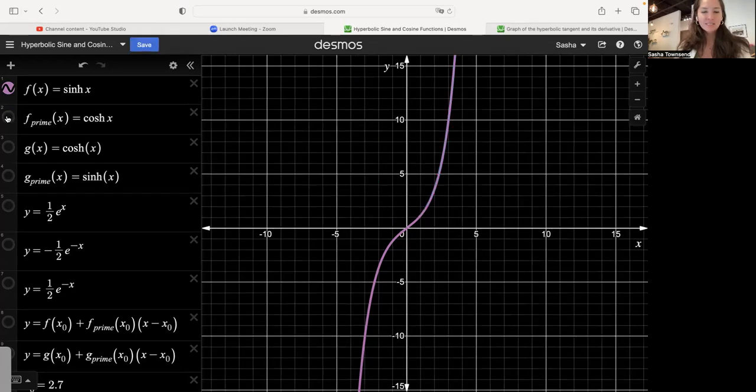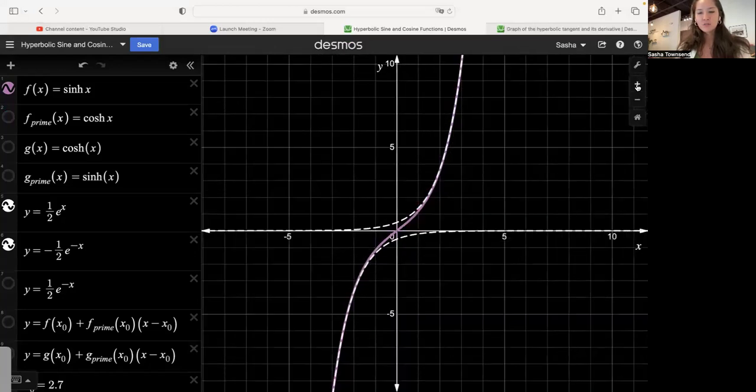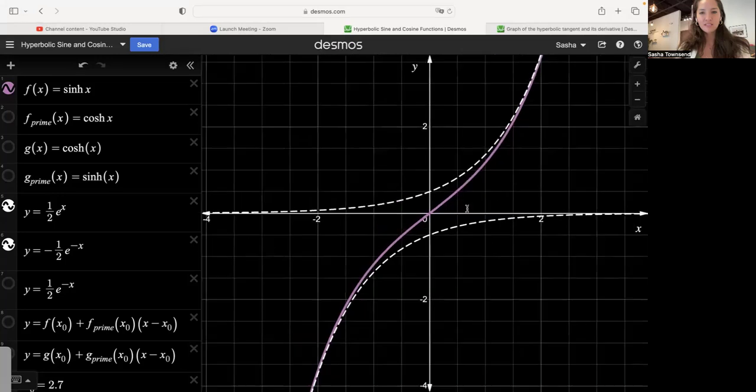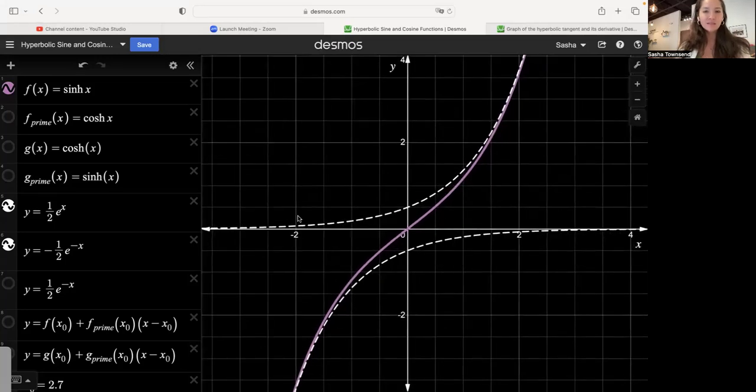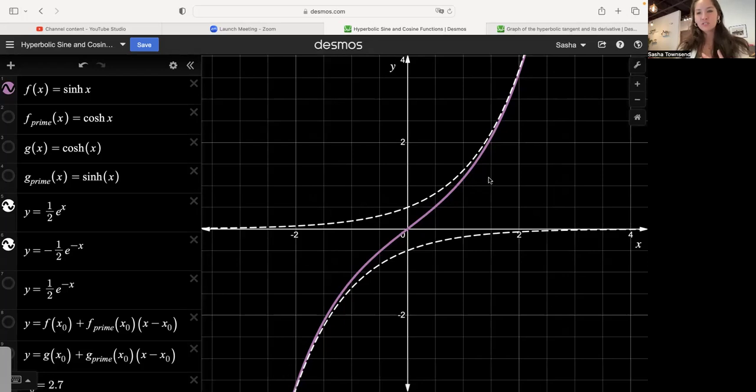Here we've got our hyperbolic sine function. We know that that is 1/2 e to the x minus 1/2 e to the negative x. So the graph gets very, very close to these two curves, 1/2 e to the x and 1/2 e to the negative x. We see that as x goes to infinity, the y values go to infinity. As x goes to negative infinity, the y values go to negative infinity. But again, they're approaching these two curves. And then at 0, the hyperbolic sine of 0 is 0.